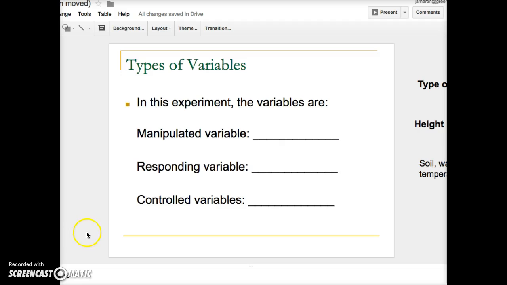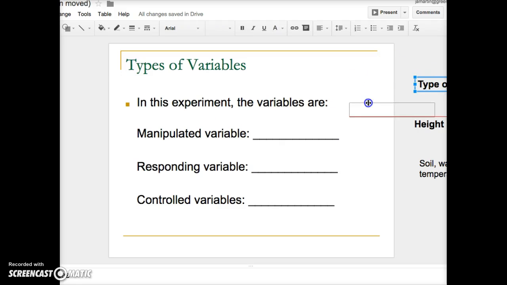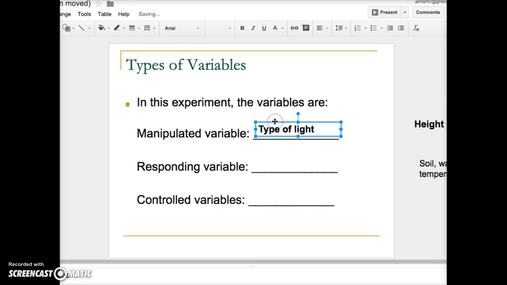In this experiment, let's talk about the variables. The manipulated variable, okay, that's going to be the type of light. He was able to manipulate the light by either using it in the window or having no light in the closet. Okay, that's something that you can change. For example, you can manipulate people depending on what you do. Think about it that way.